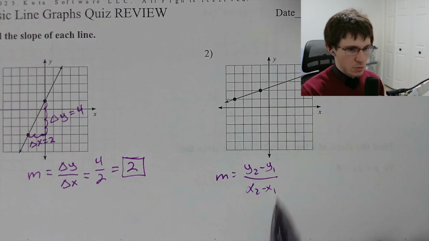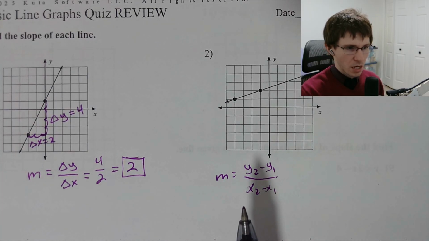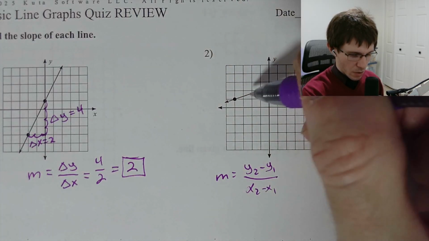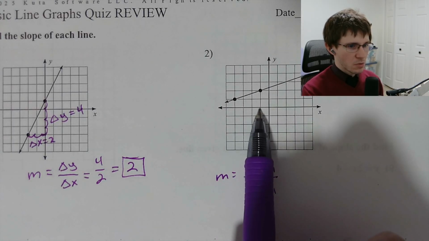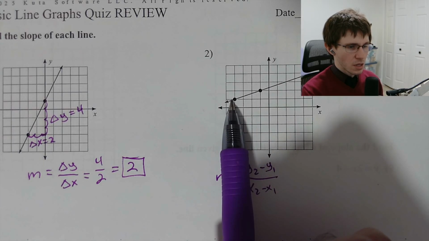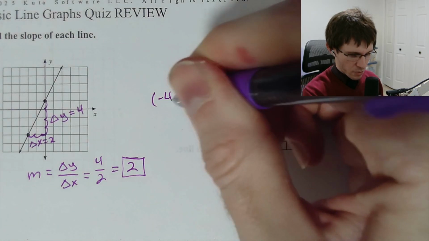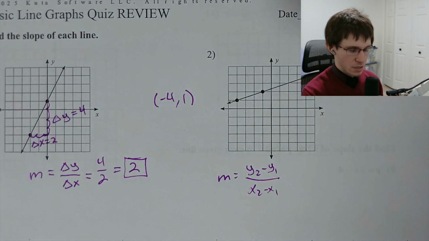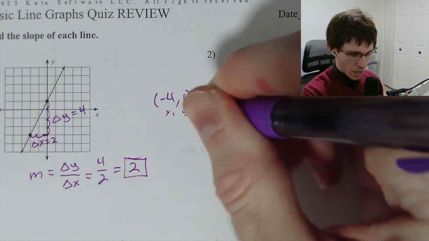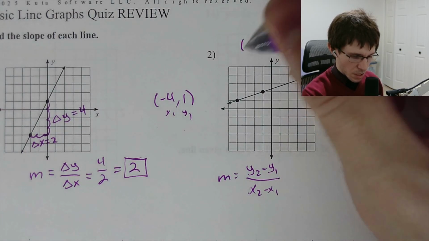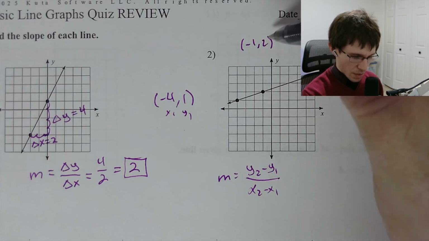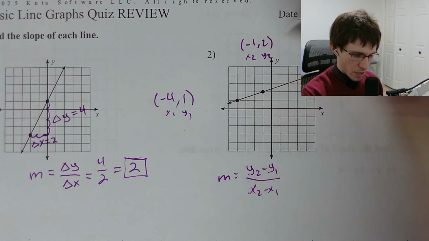So we have y2 minus y1 over x2 minus x1. We have to figure out what y2 and y1 are. It actually doesn't matter which one you label as each. This coordinate is going to be 1, 2, 3, 4 to the left and up 1, so it's going to be negative 4, comma 1. That's what that dot is. That's going to be our x1 and our y1. And this one over here is going to be to the left 1 and up 2, so it's going to be negative 1, comma 2. And that's going to be our x2 and our y2.